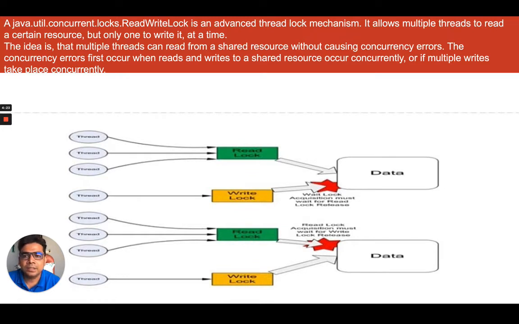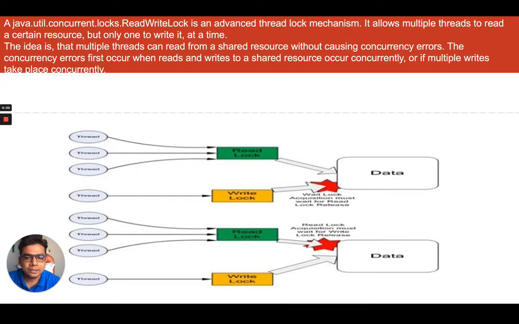The idea is that multiple threads can read from a shared resource without causing a concurrency error. The concurrency error first occurs when reads and writes to a shared resource occur concurrently, or if multiple writes take place concurrently. Since we are allowing multiple reads by multiple threads at the same time, and there is no write, concurrency issues will not occur.